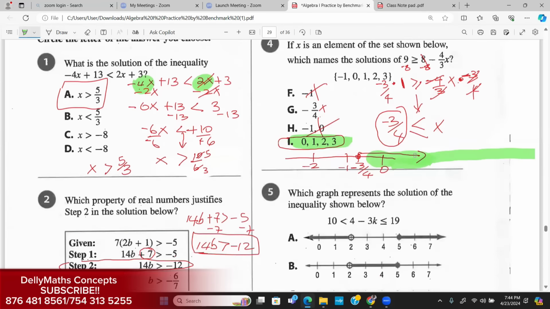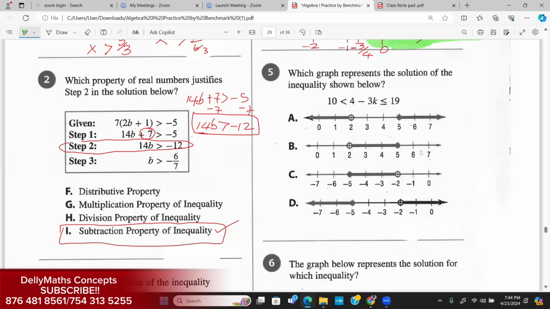All right, let's go. Number 5. So what number 5 says here is, which graph represents the solution of the inequality shown below? So we're looking at the inequality. What we want to do is make sure that we could work this out. Do I have space somewhere here? All right, let me put it on the side here. So I have 10, which is less than 4 minus 3k, and this is less than or equal to 19.